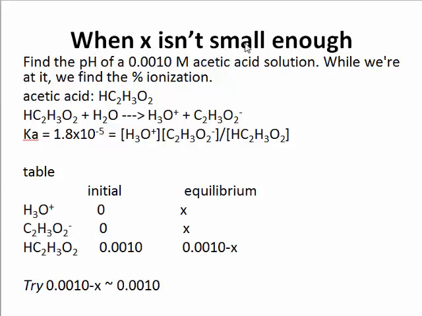Alright, what happens when X isn't small enough? We see two problems now where it is. We're going to consider a 0.001 molar acetic acid solution, and while we're at it, we're going to find the percent ionization. Again, here is the reaction. This time it's written in hydronium form, just for practice. In other words, H plus, not H, appears.